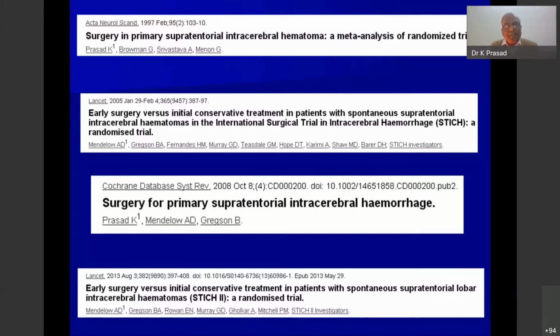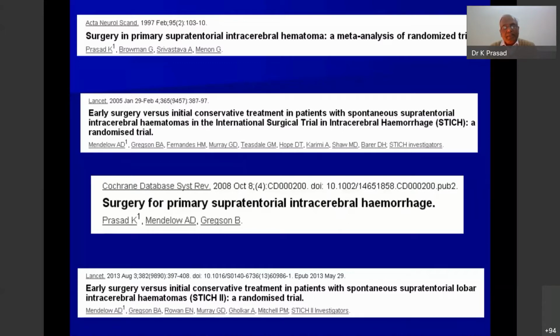So you can see this, and Mendelow is a co-author and his statistician Barbara is also a co-author, and we published it in Cochrane in 2008. This was a revision of my previous Cochrane review, which was only with 4 trials, which was also in Acta Neurologica Scandinavica. So after having done this, we identified some more gaps which require a randomized trial. So they did another trial, which was again published in Lancet in 2013.